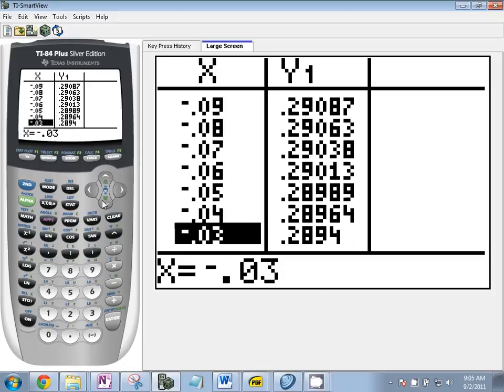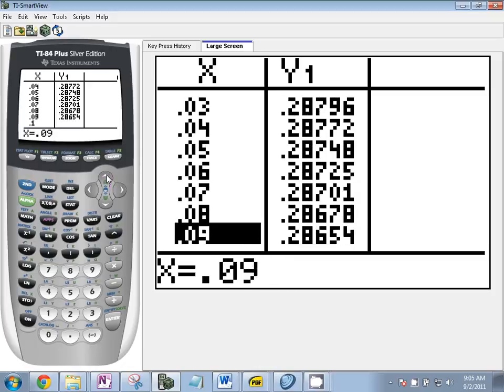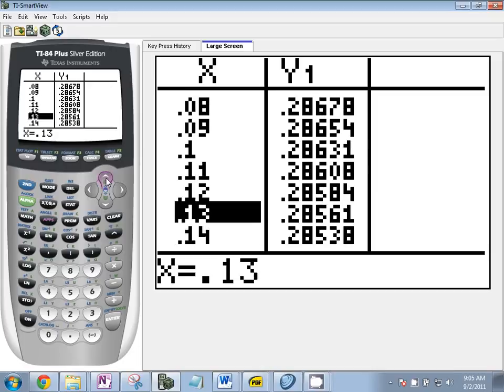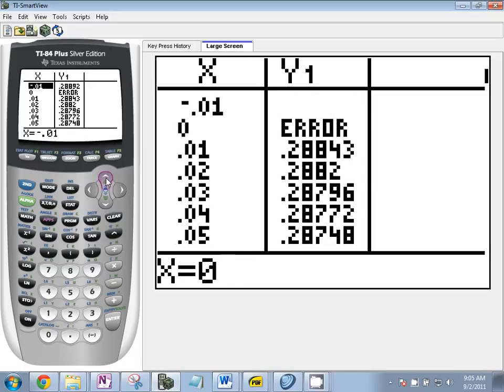What happens when we get to 0? Error. Why is there an error? Because it can't do it. Why can't it do it? Because it's dividing by 0. Because at 0, the equation is dividing by 0, so the function doesn't exist there.